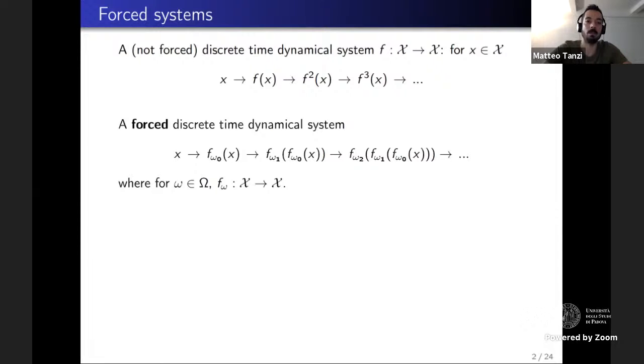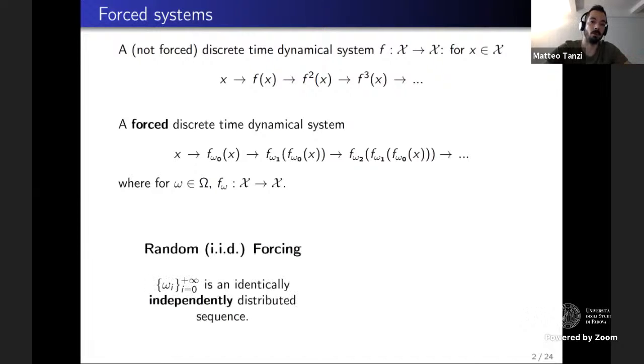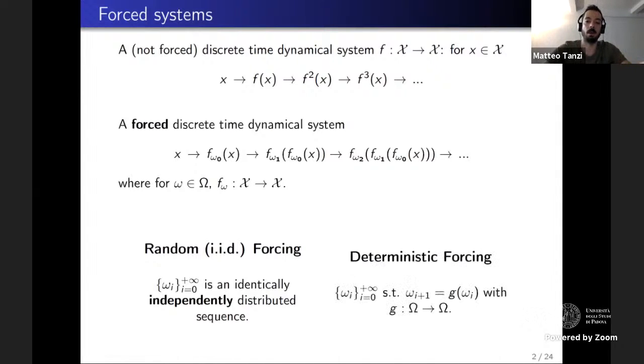Now I want to make a distinction between two kinds of forced systems. The first one I call random forcing, where the sequence omega 0, omega 1, omega 2 of parameters are sampled identically and independently distributed with respect to some distribution. So at each time step, I draw one of these functions at random and I apply it. I want to put this in contrast with deterministic forcing, where instead the parameters omega i that determine the functions f omega i are selected according to a deterministic process, where omega i plus 1 equals the application of a given map G on omega i.